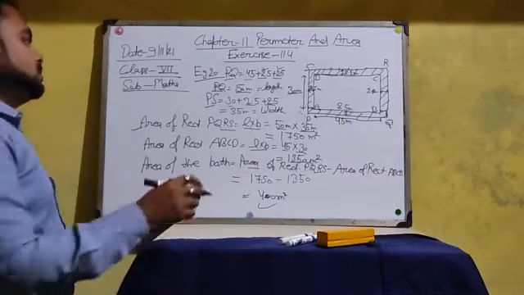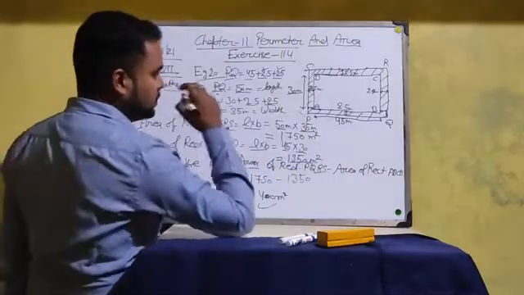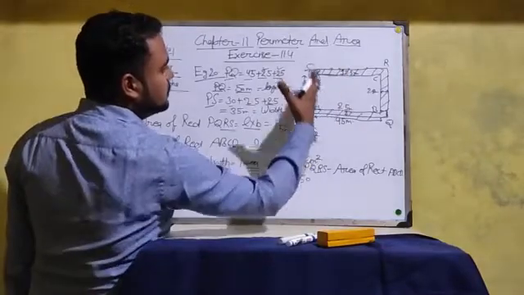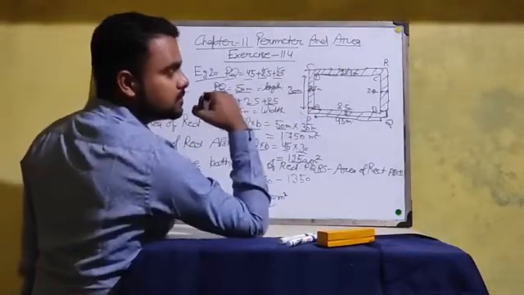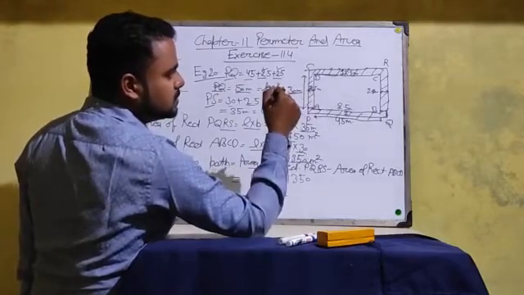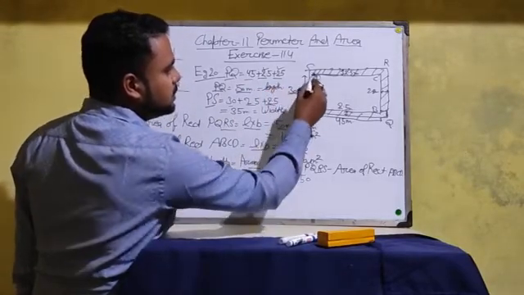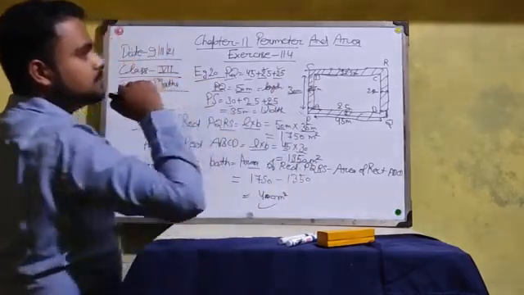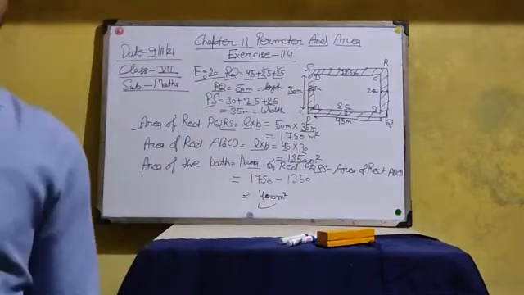So why do we subtract it? Because if we subtract the smaller rectangle from the larger rectangle, then we find the boundary area. Okay, for that we subtract it.